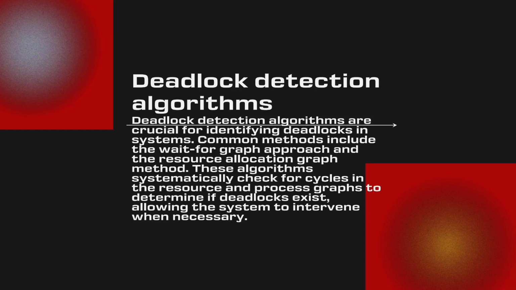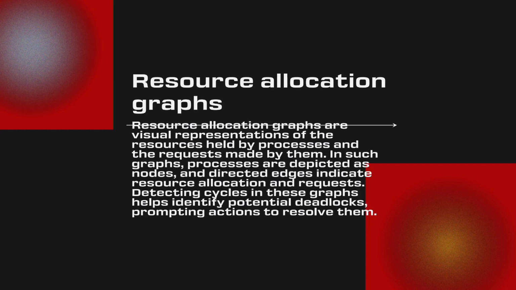Deadlock detection algorithms. Deadlock detection algorithms are crucial for identifying deadlocks in systems. Common methods include the wait-for graph approach and the resource allocation graph method. These algorithms systematically check for cycles in the resource and process graph to determine if deadlock exists, allowing the system to intervene when necessary. The resource allocation graph.